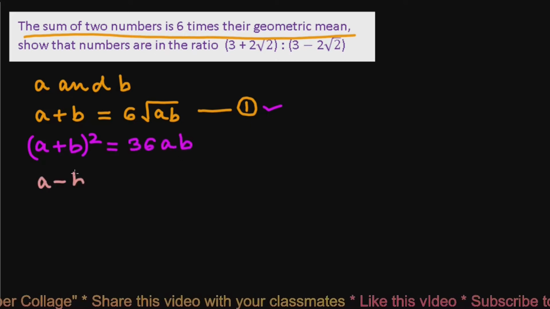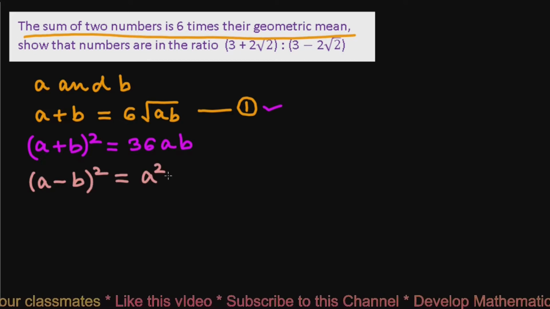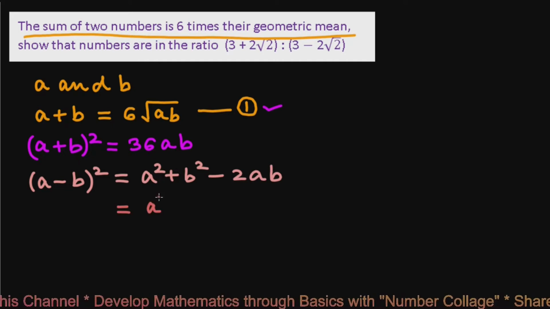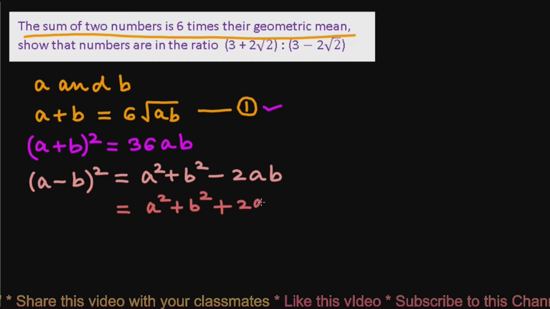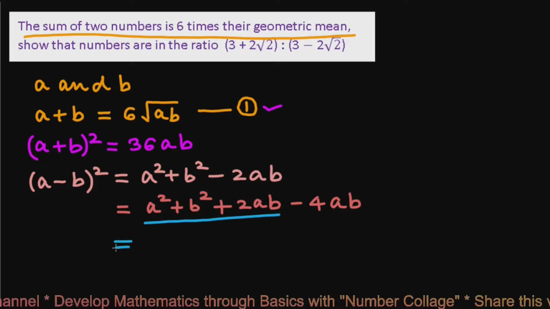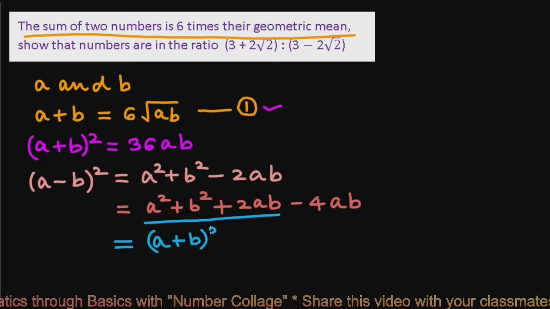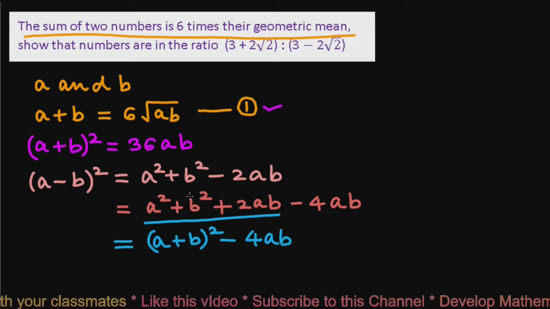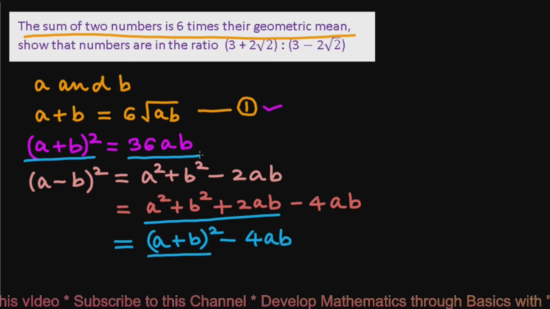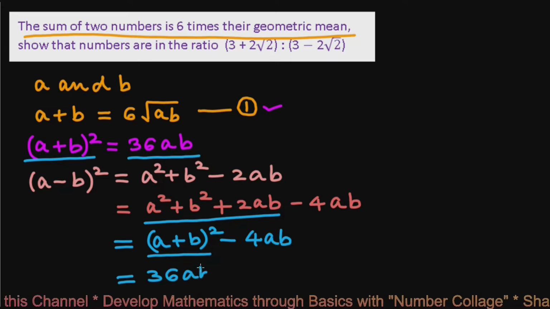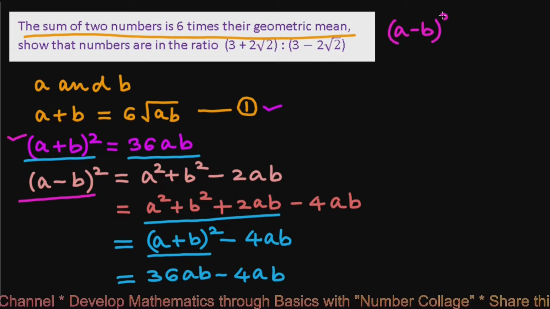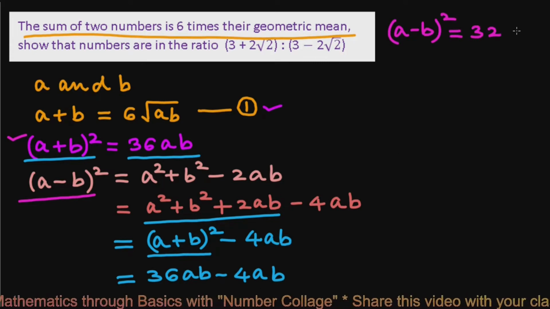Now we have (A minus B) whole square equals A square plus B square minus 2AB. This we will write as A square plus B square plus 2AB minus 4AB. Now this part is a perfect square that we write as (A plus B) whole square minus 4AB. But we know that (A plus B) whole square, which is this, is 36AB. So we write 36AB minus 4AB. That will be this (A minus B) whole square equals 36 minus 4, 32AB.